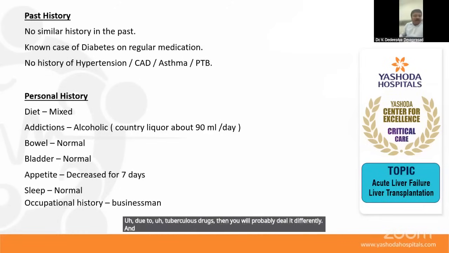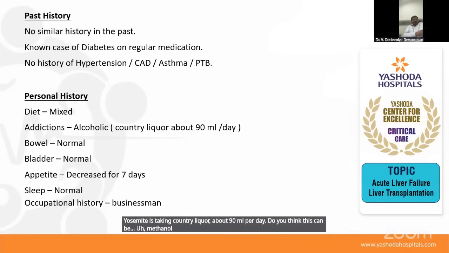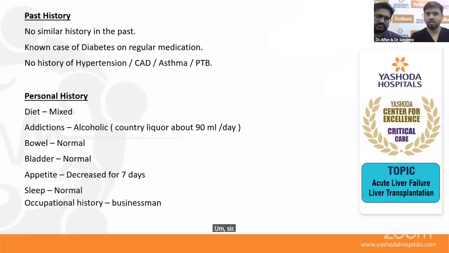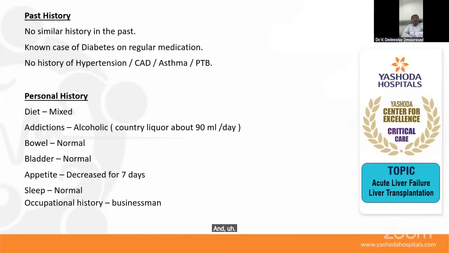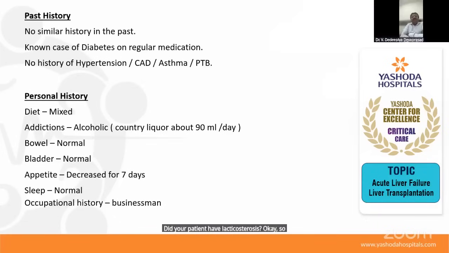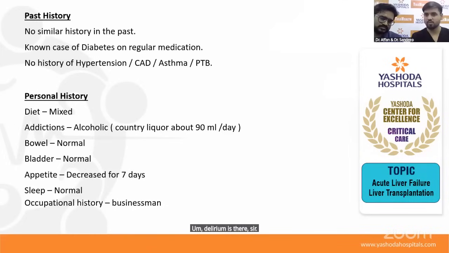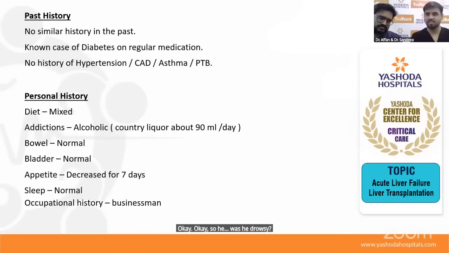And you elaborated a bit on the personal history in greater detail. You said he's taking country liquor about 90 ml per day. Do you think this can be methanol poisoning? Sir, methanol poisoning is usually associated with severe lactic acidosis. And did your patient have lactic acidosis? Yes, sir, the patient did have lactic acidosis. Okay, so he has that then. Delirium is there, sir, in these patients. Usually drowsy. Okay, patients are drowsy. So was he drowsy? Yes, sir.